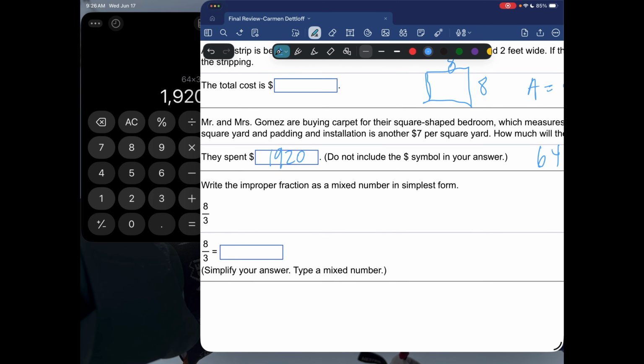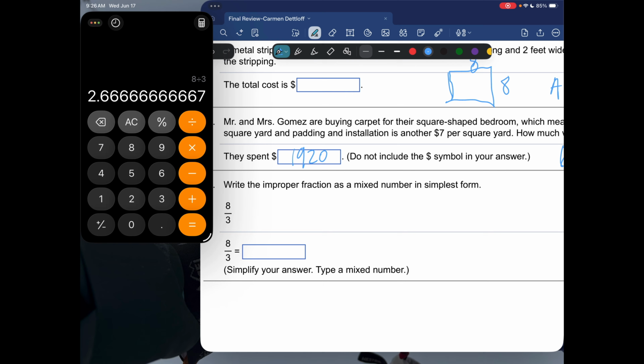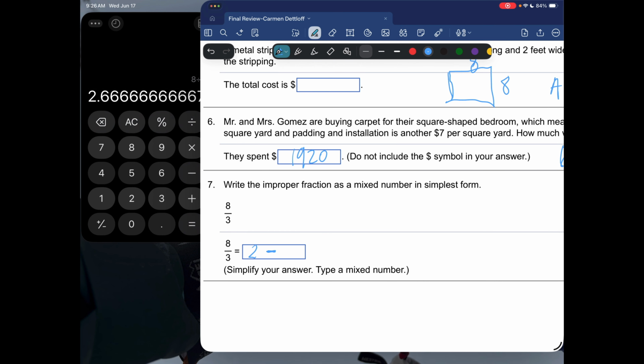Okay, number 7, write the improper fraction as a mixed number in simplest form. Okay, well, I want it to be mixed numbers. So first thing I can do, I can cheat and use my calculator and go 8 divided by 3. So it's 2 and something. So I know I'm going to have 2 and a fraction. And now my big question is, what is my fraction?